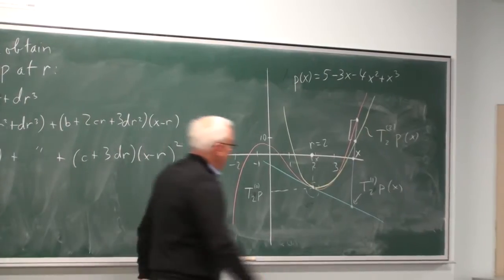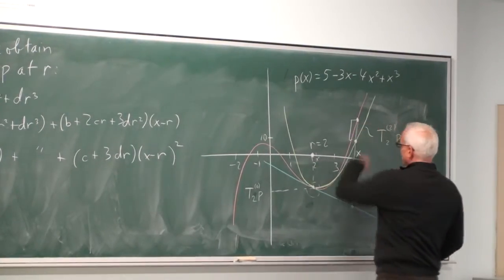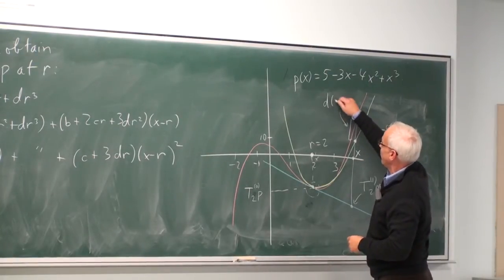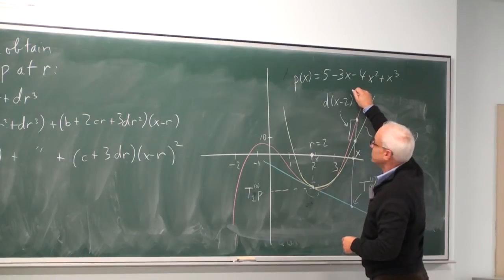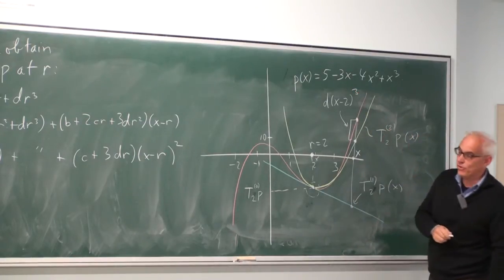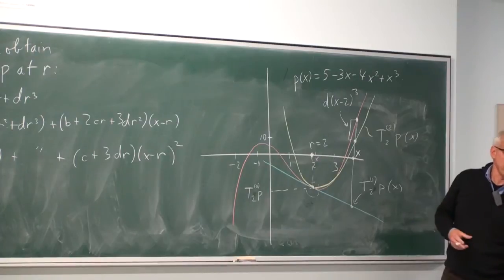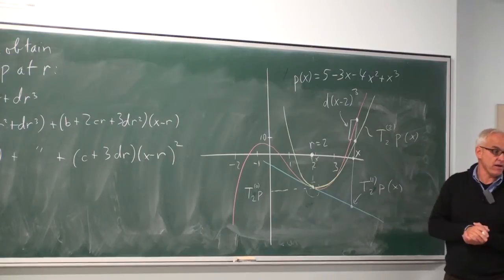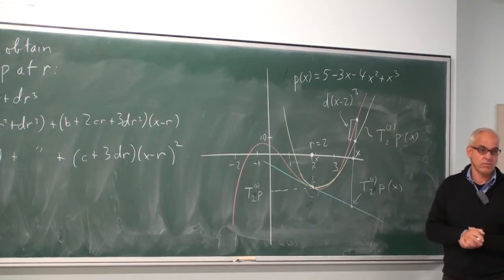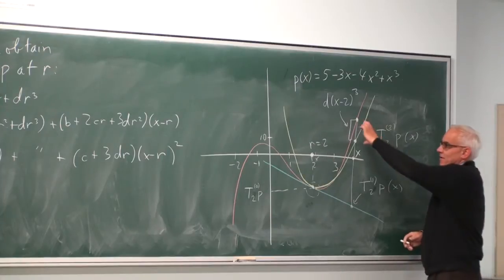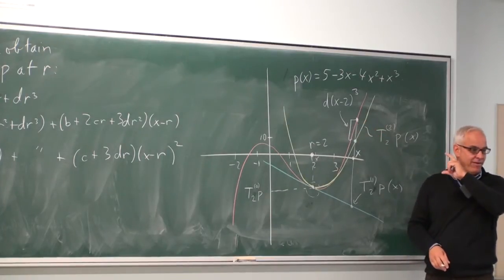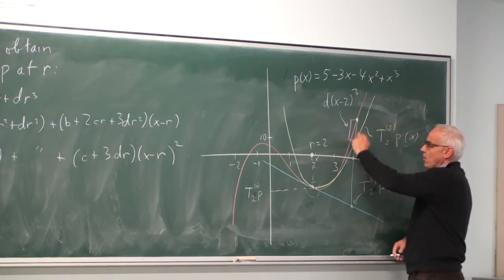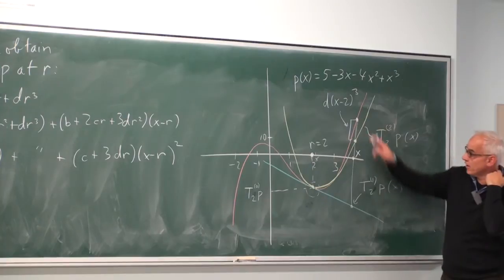So on this picture here, this is the tangent conic at r equals 2. This quantity here, which is d times (x minus 2) cubed, if r equals 2, is just the error between the curve itself and the tangent conic at the point 2. So notice that we have complete control over this error. We know exactly how far we have to go from the tangent conic to the curve itself.